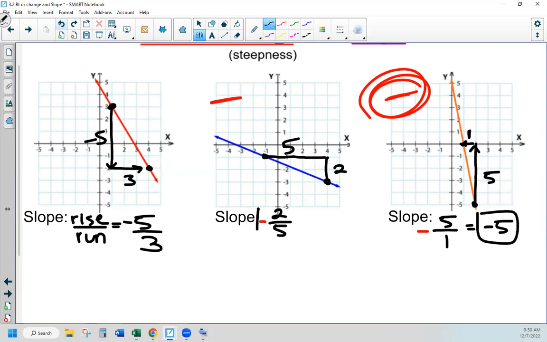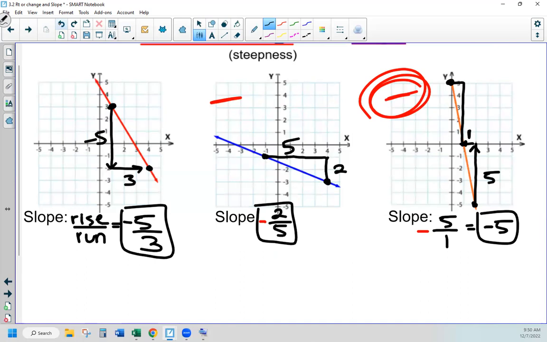Slope right here, slope right here, and slope right here. Remember that slope, or your rate of change, is the pattern that makes your staircase. So if I go again, 1, 2, 3, 4, 5, and to the left 1, I will land on the line again. Remember, slope or rate of change is what creates your staircase.